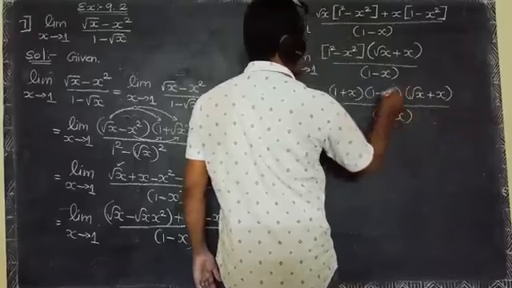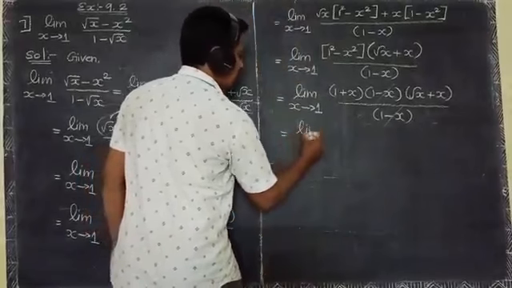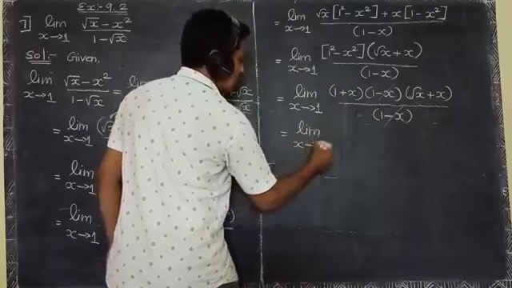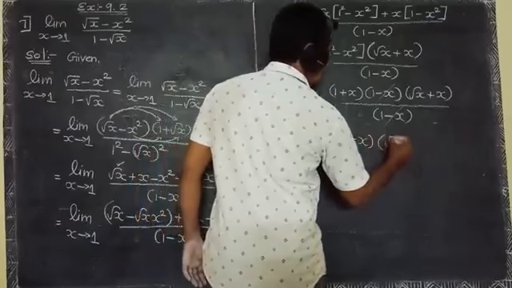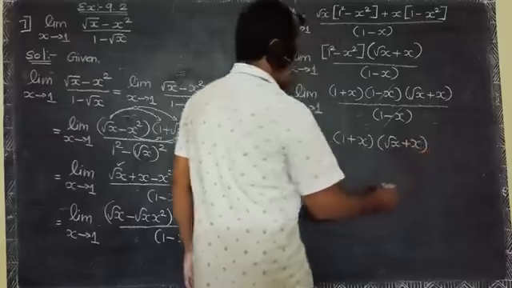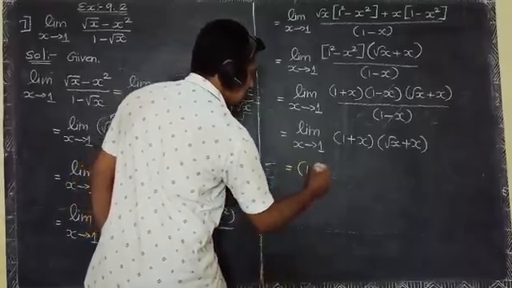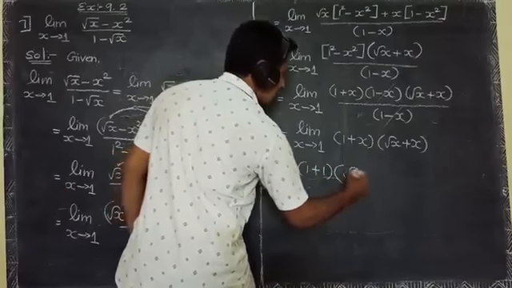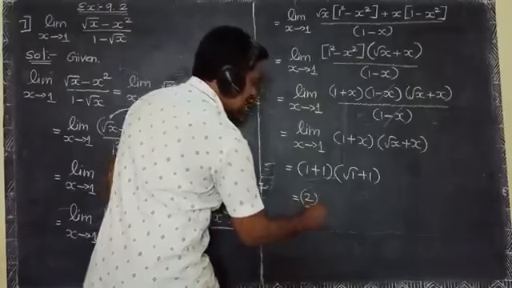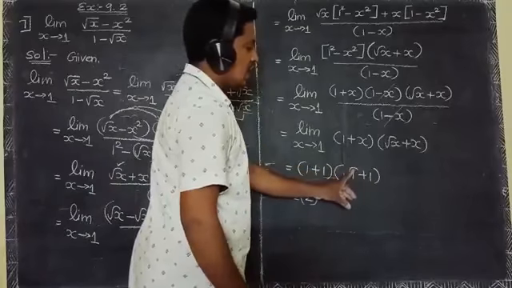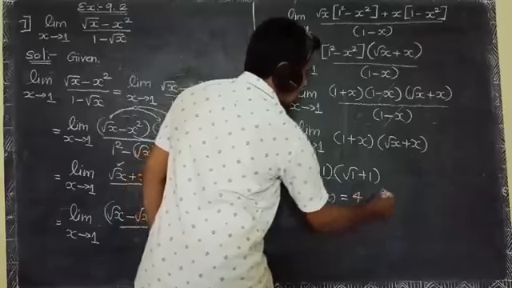Here the factor 1 minus x is cancelled. Then the remaining is limit x approaches 1, 1 plus x into square root of x plus x. Here replace x equal to 1 into the function, that is 1 plus 1 into square root of 1 plus 1. Here 1 plus 1 is 2, 2 into root 1 plus 1, that is 2, 2 twos are 4.